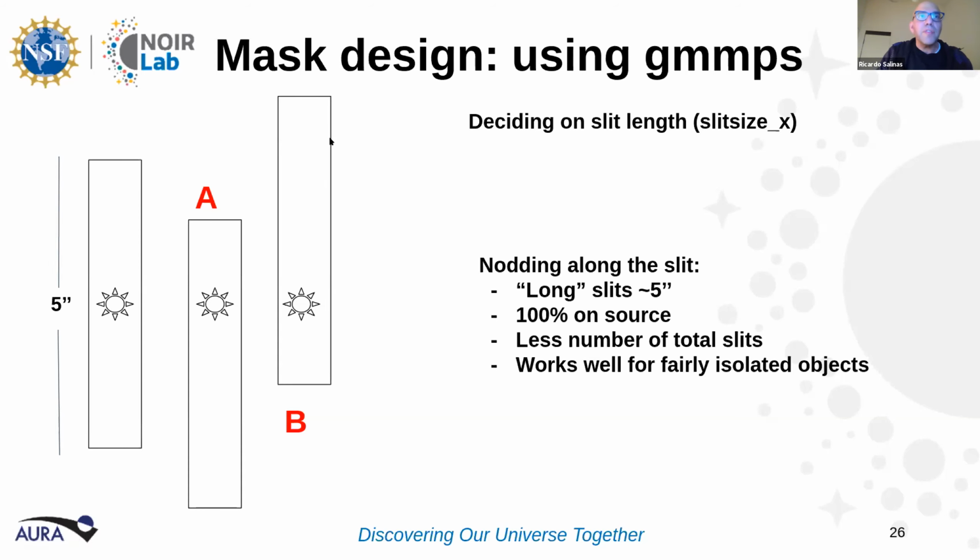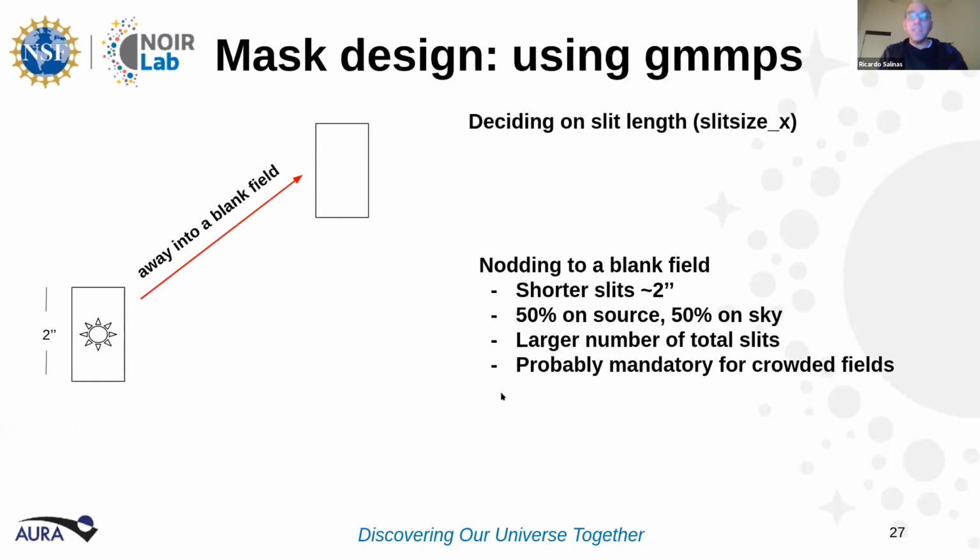If you have more stuff here, like in my case, I have this field in the bulge, many stuff. So there's always something else. So probably for a field that is as crowded as something in the bulge, you don't want to do this. You want to do something like this.